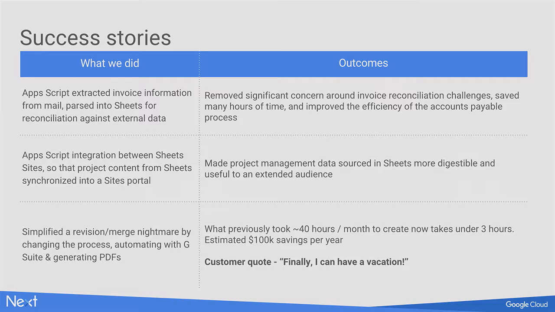My most favorite one by far is the very last one, where a company simplified a horrible revision merge nightmare of taking all these different files, merging them together, and then creating some kind of output. They simplified their lives by using G Suite to automate it, generating a PDF at the end. What previously took about 40 hours a month now takes under 3, and saves them, they estimated, over $100,000 a year. A customer literally said, this is an actual quote, "Finally, I can take a vacation." So our goal here is for you to be able to take a vacation from automating all of these workflows.